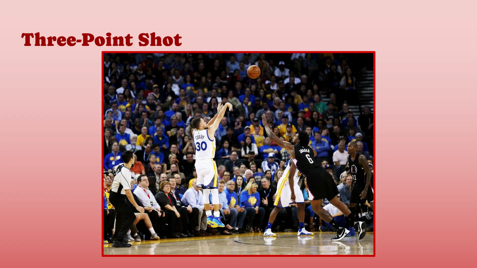For those of you that don't know what a three-point shot is, this is a three-point shot. It is taken from behind the three-point line, which you can see on the court, demarcated with the black line, and it is towards the basketball hoop because that's what you shoot towards in basketball.